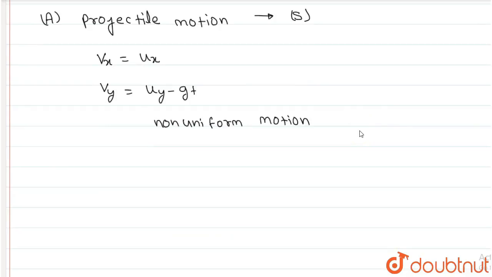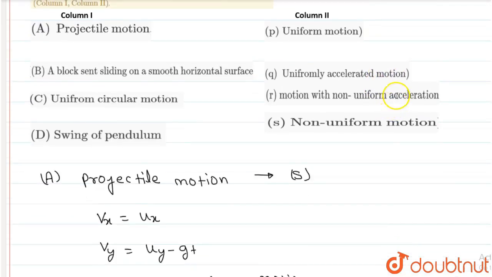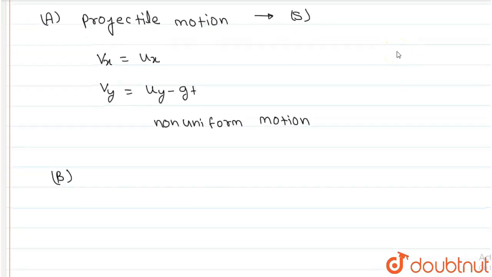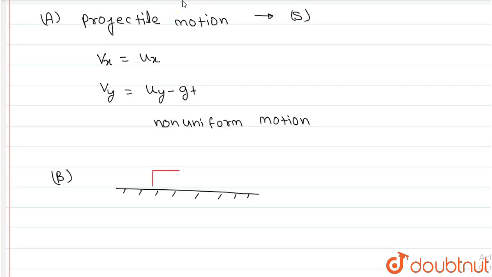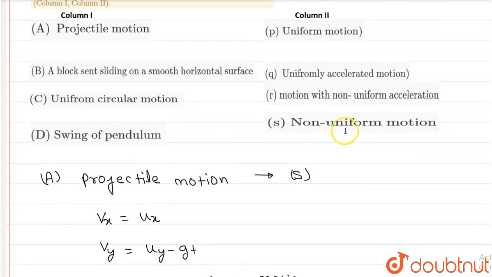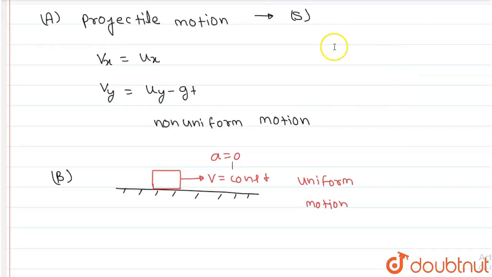Now we will discuss B. A block sliding on the smooth horizontal surface is an example of uniform motion, because acceleration is 0 and velocity is constant. So, option B is matched with P.